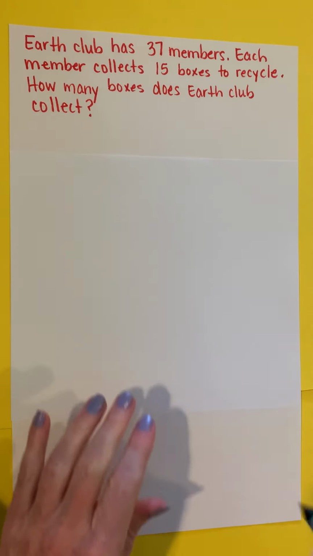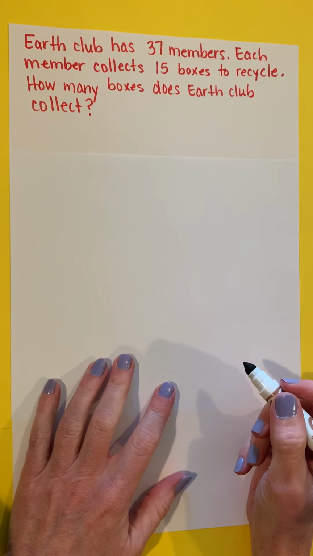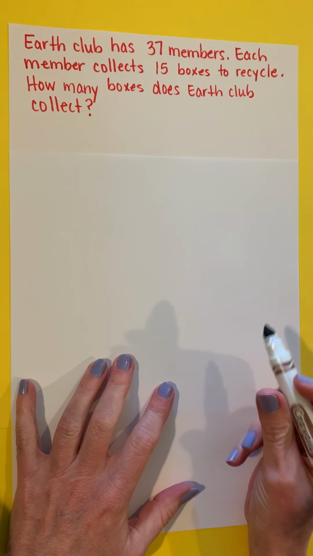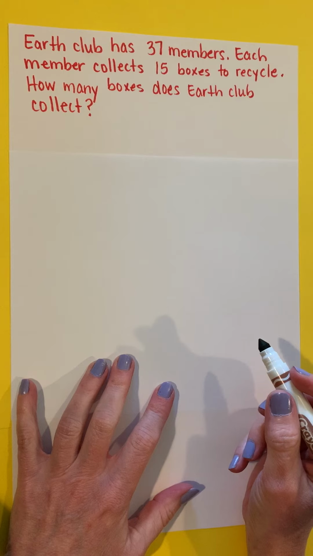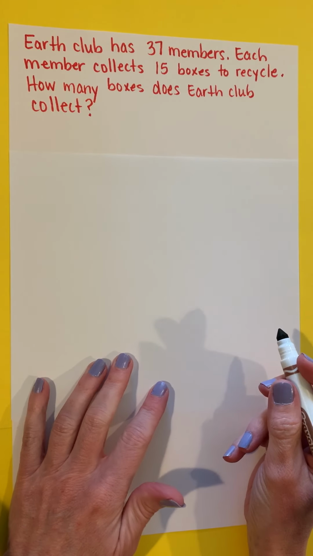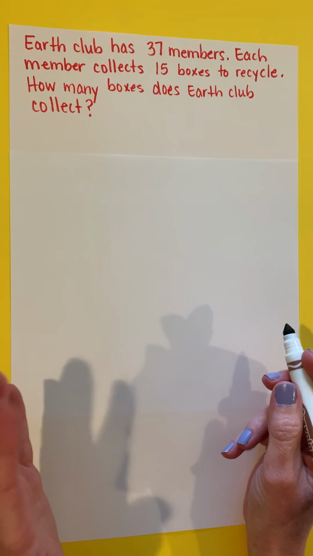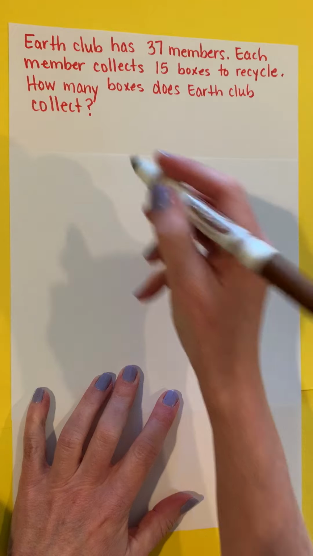So I want to start off by using my bar model because it's going to help me figure out what I need to do in this problem. I know that I have 37 members and each of those members collects 15 boxes. So I've got some parts and I want to put them together to find out the whole. I want to find out how many boxes they collect all together.